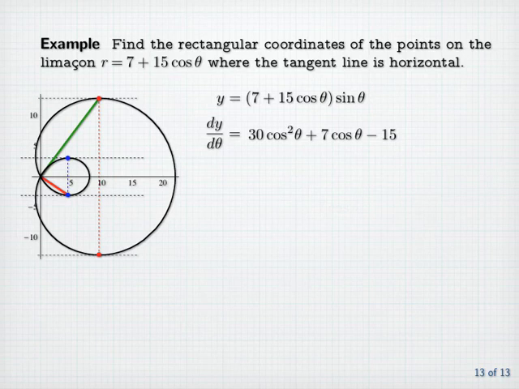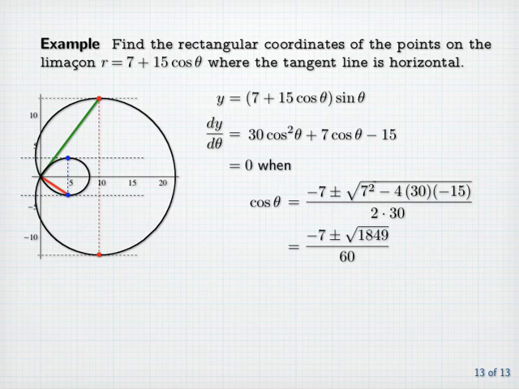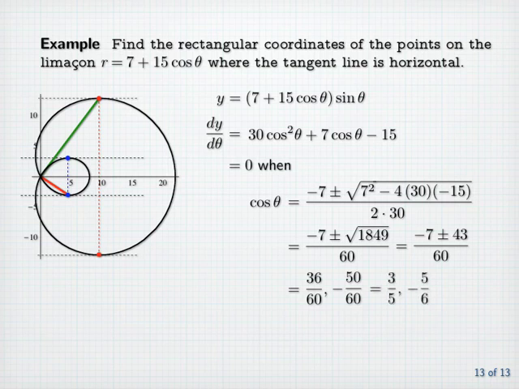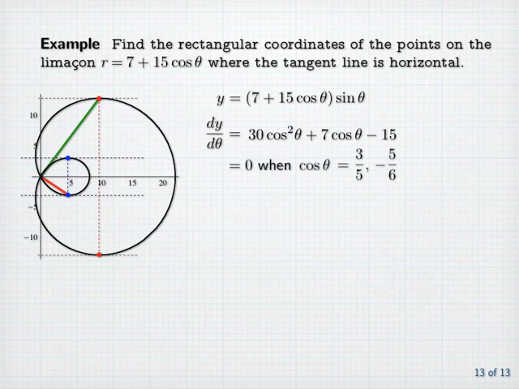So by the quadratic formula, dy/dθ equals 0 when cosine θ equals minus 7 plus or minus the square root of 7 squared minus 4 times 30 times minus 15, all divided by 2 times 30. The quantity under the radical is 1,849, whose square root turns out to be 43. So the two numbers we have are 36 over 60 and minus 50 over 60, which simplify to 3/5 and minus 5/6. So at each of our 4 points, cosine of θ equals either 3/5 or minus 5/6.